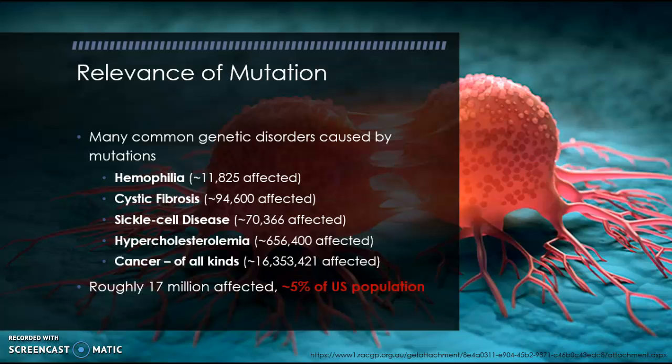And then, of course, cancer, which is directly caused by mutated cells that are growing at an extreme rate and out of control, and they cause tumors and a lot of complications. And SEER.cancer.gov said that in 2018 there were about 16 million Americans living with cancer. So if you add all of these up, just these 5, that's 17 million people affected. And there's a lot of other genetic disorders, and that's about 5% of the U.S. population, which makes it pretty relevant.